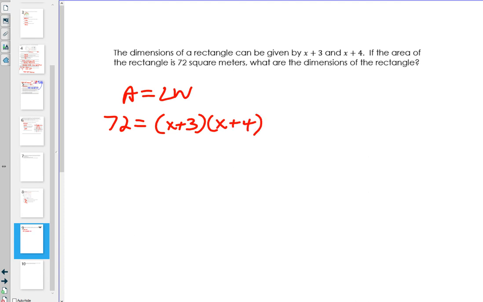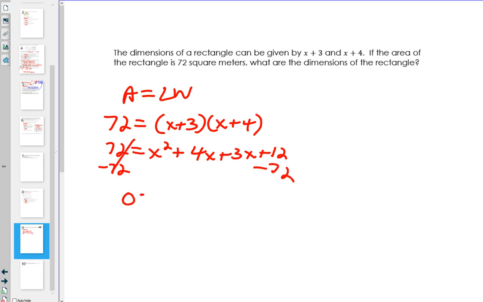So they give you the area 72, x plus 3, and x plus 4. So we need to find the dimensions. First thing you got to do is FOIL here. So x squared plus 4x plus 3x plus 12. And once you go minus 72 on both sides, you get 0 equals x squared plus 7x minus 60. I just combine like terms. 4x and 3x is 7x. 12 minus 72 is negative 60.